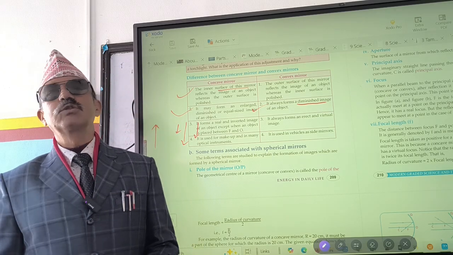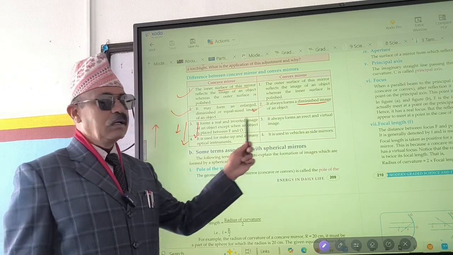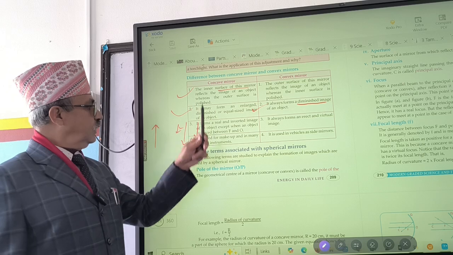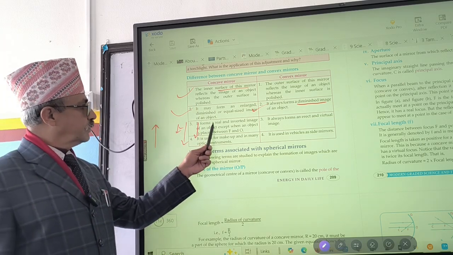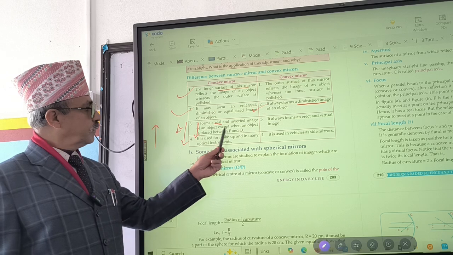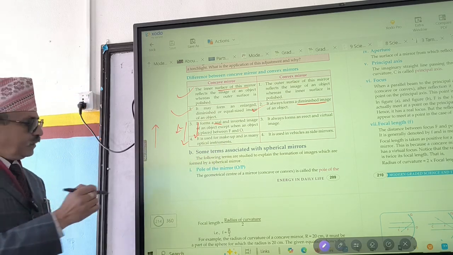Image is always smaller than the object here. In the other case, the image may be bigger, smaller or equal, right? Point number 3: it forms a real and inverted image of an object, except when the object is placed between... Okay, now you check the condition here.